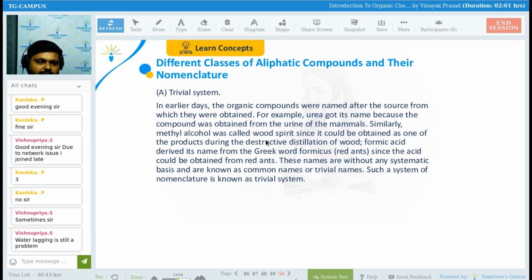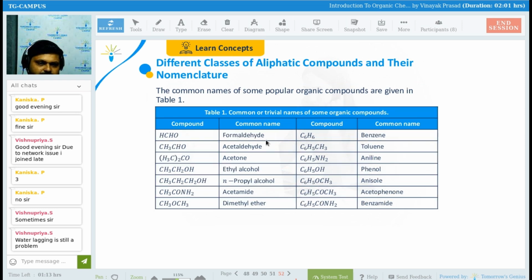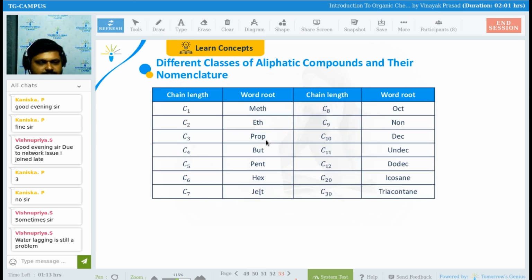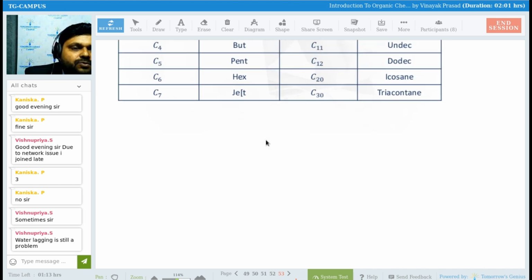First of all, you have to learn what? See, guys, we are going to see the nomenclature part. So you have to see what? Word root and chain length. Try to understand from here. So word root is what?